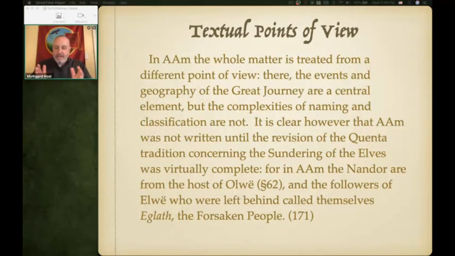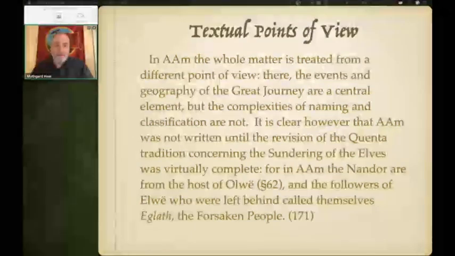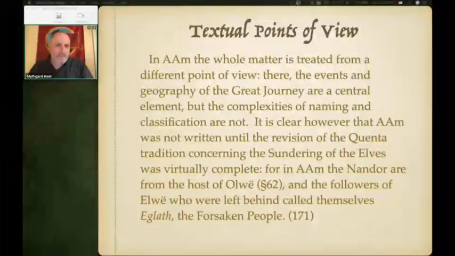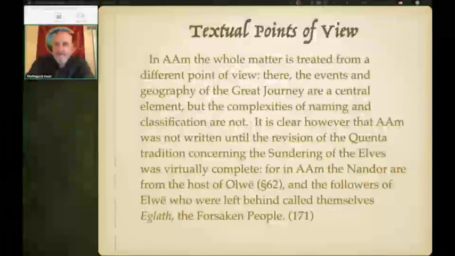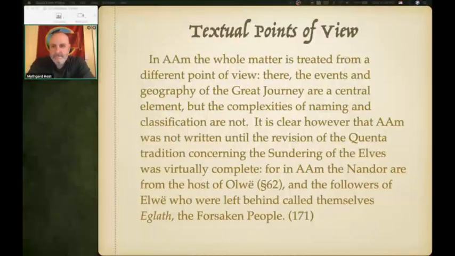So the first thing he does is write the Quenta. And in the Quenta, he's sorting out all these things. And then he's going to go back and rewrite that same text, but from a different point of view. He's going to write a text which is not so interested in the categories and the names and all that stuff. So instead, he writes a different version of the story.